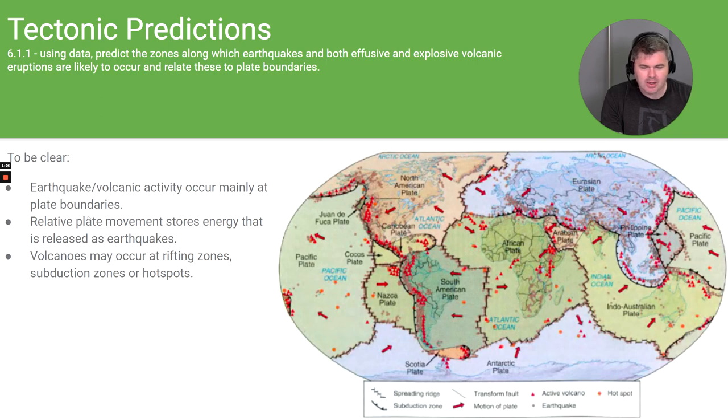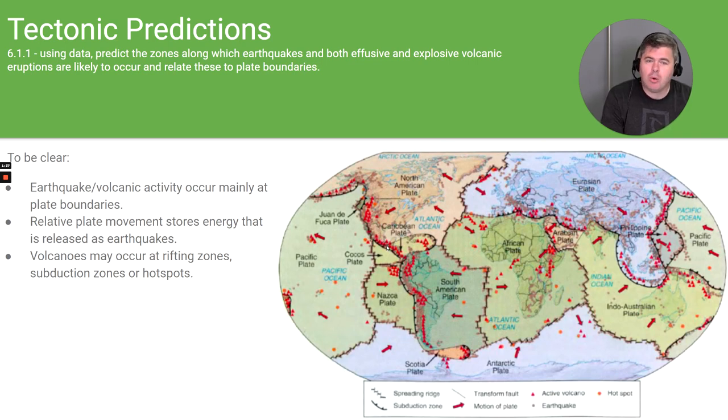So, to be clear, earthquake and volcanic activity occur mainly at plate boundaries. The reason why is because this is where most of the tectonic plates are shifting against one another, and whether they're pulling apart, moving together, or moving side by side, this buildup in energy can be released in a sudden and very violent manner. Meaning the people that live on the areas where there's a gap or a change in plates could be more likely to suffer from volcanoes and earthquakes.